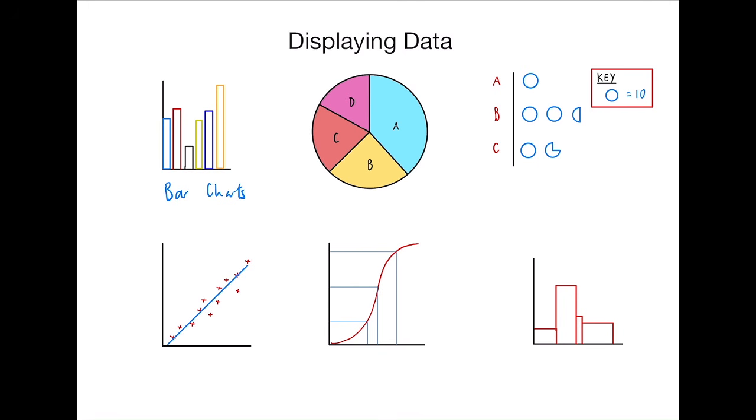The next one we have is a pie chart. After this, a bit more obscure, but a pictogram. They're often used, especially at the foundation level or the early questions in a higher paper. Next, we have a scatter graph with a line of best fit.